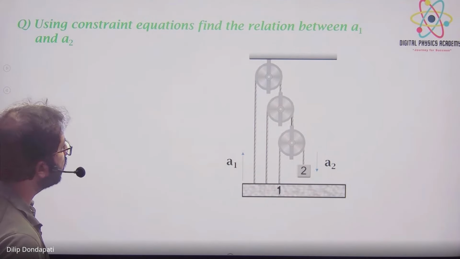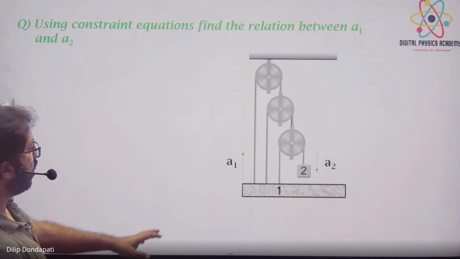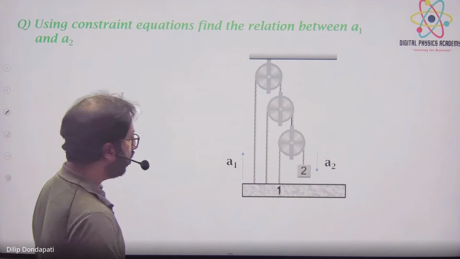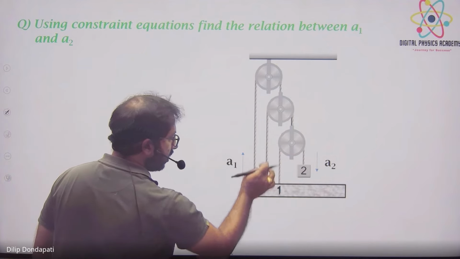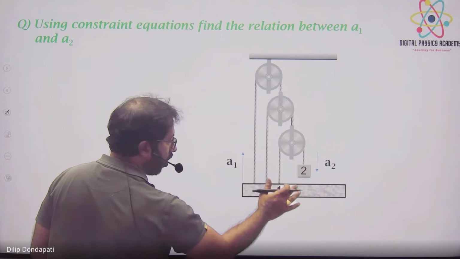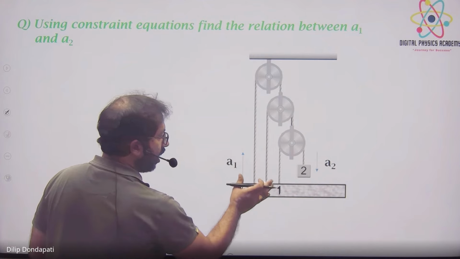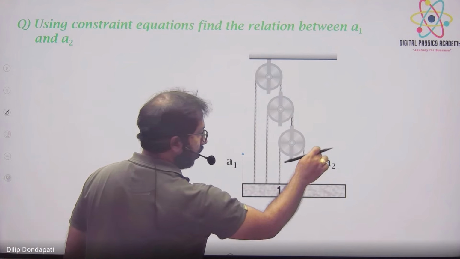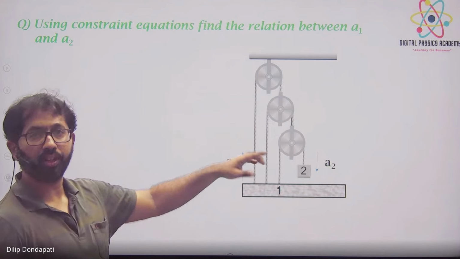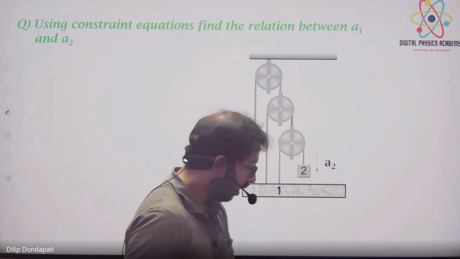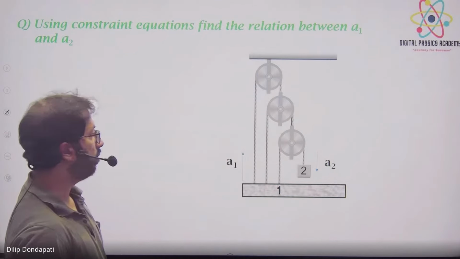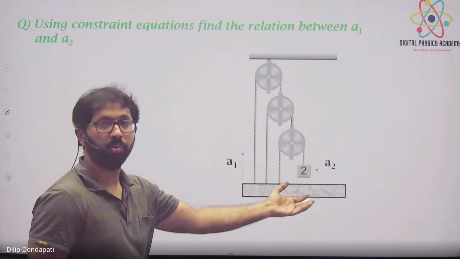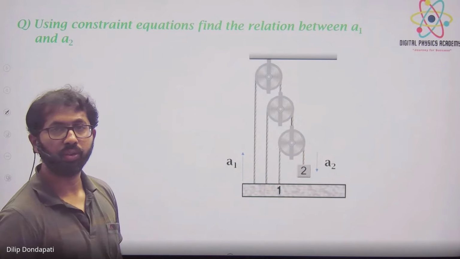Using the constraint relationship, find the relation between A1 and A2. See, these three ropes: the first block is attached and going upwards, and this block is moving downwards with acceleration. I want the relation between A1 and A2. Use the constraint relationship, because the pulley is moving, it is a movable pulley.